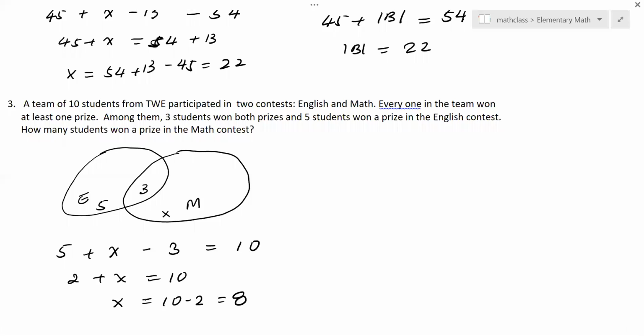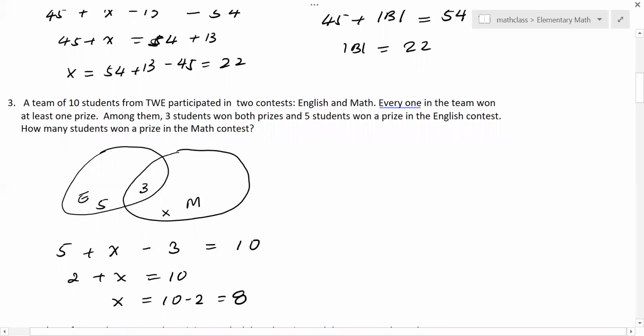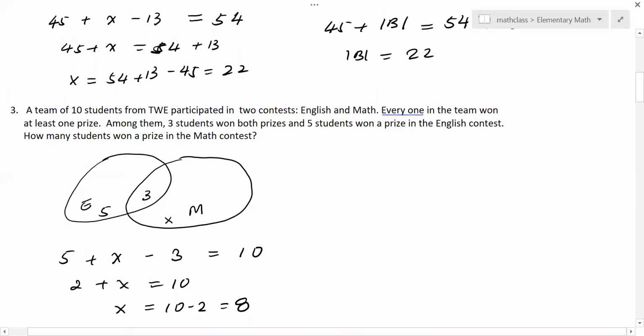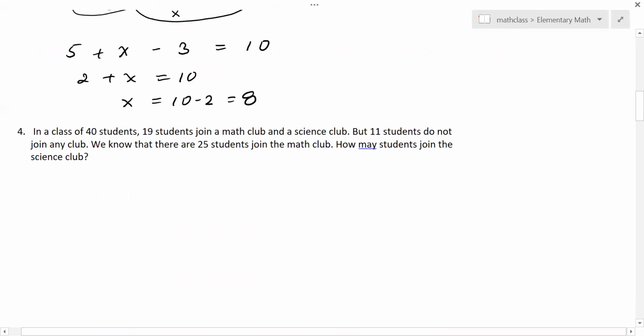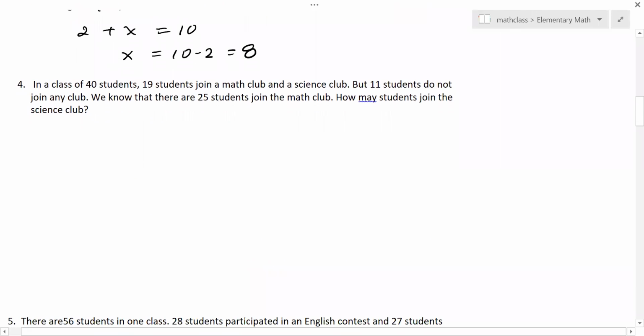All right. So these three problems are very similar. Now I guess you can understand them more easily than the other types of story problems we studied before. Okay, so number 4.